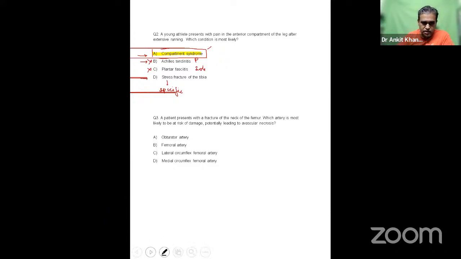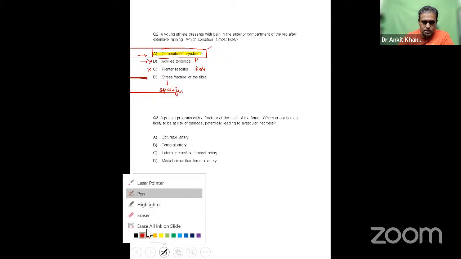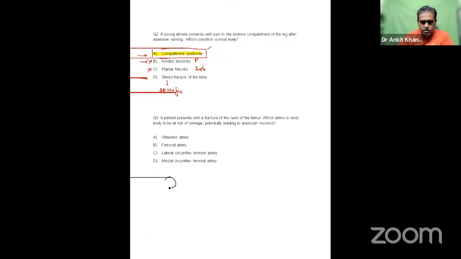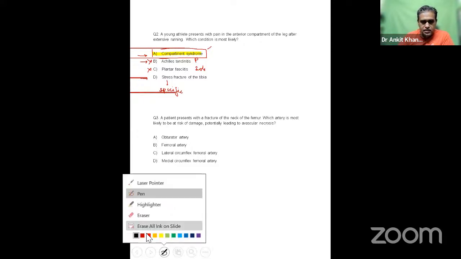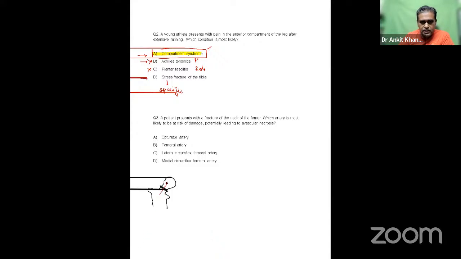Let us try to understand this by drawing the upper end of the femur: the rounded head, the neck and the trochanter. This is the fracture site at the neck of the femur. We also have to understand that the arteries are going in this direction. Now you have to choose which artery. Is it the obturator artery, femoral artery, LCFA or MCFA? LCFA and MCFA are the lateral circumflex femoral artery and medial circumflex femoral artery.